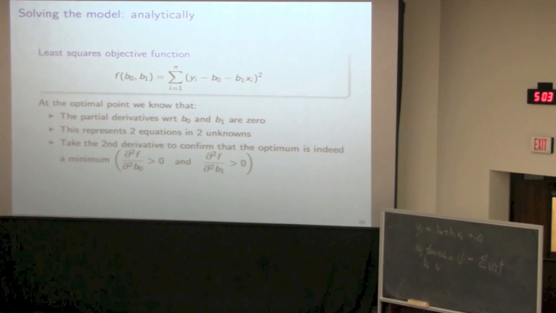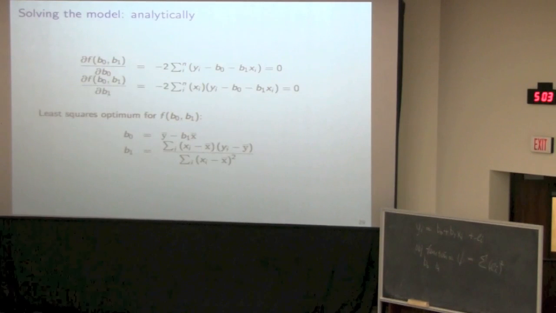So what you get in fact is, there's your function, take the derivative of the objective with respect to b0, that gets you one equation. Take the derivative of the objective function with respect to b1, that gives you the second equation. So you've got two equations and two unknowns. Your unknowns are b0 and b1. Solve those two equations, and you get your optimum. That's, in fact, how we solve these problems in practice.